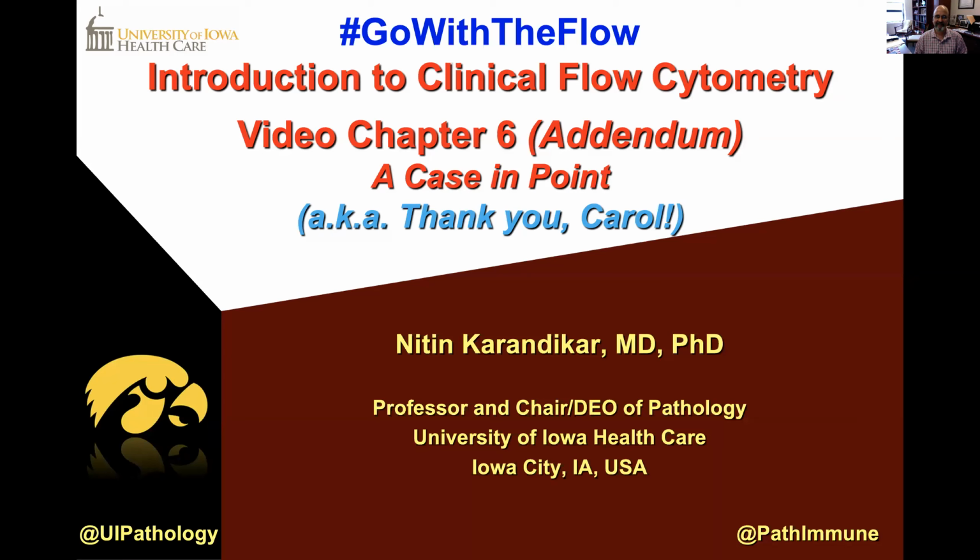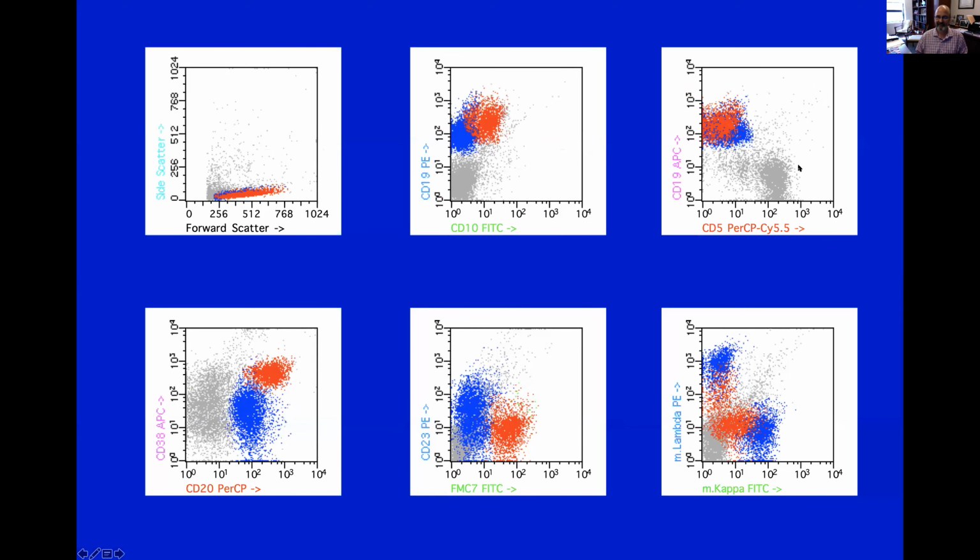And that case made two really great points, provided two great lessons. So in true pathology style, I had to issue this video chapter 6 addendum. What I mean by that is, if you remember from video 6, I made this point about this case where this red population is really a reactive germinal center population, right?